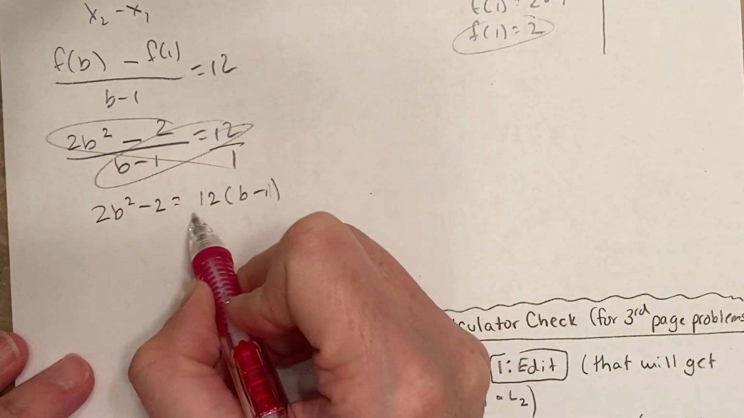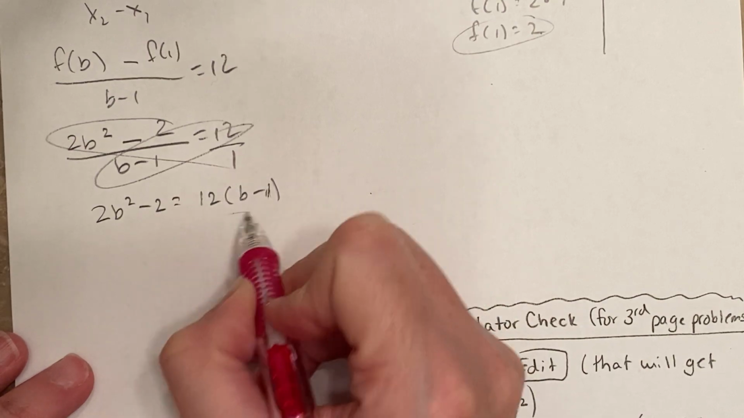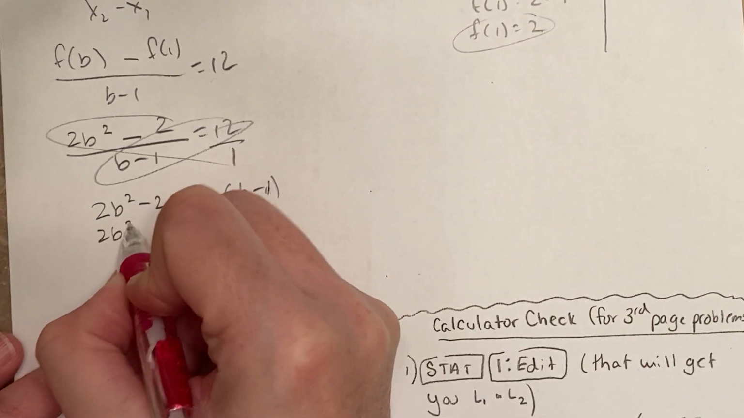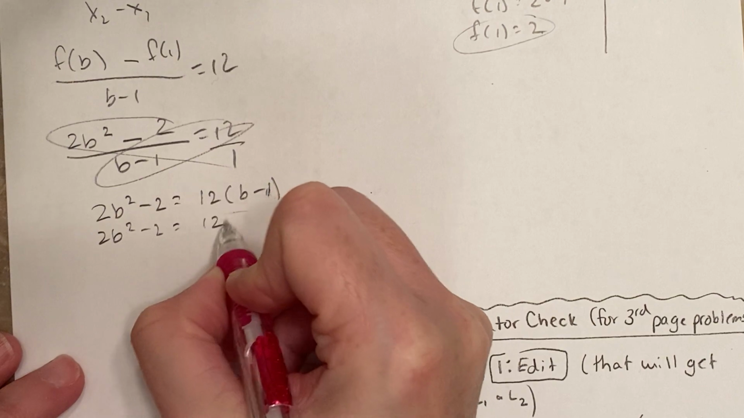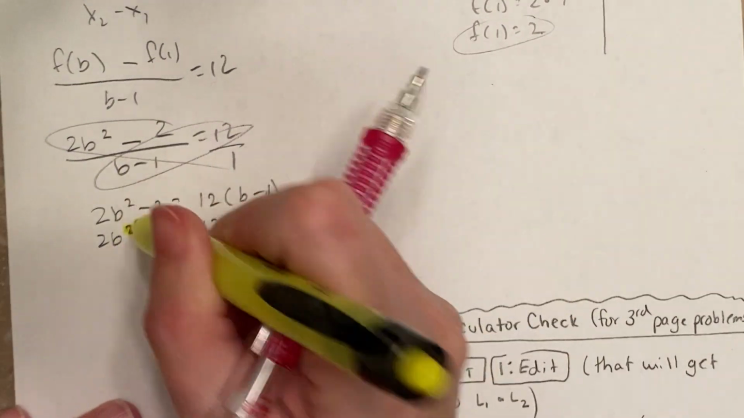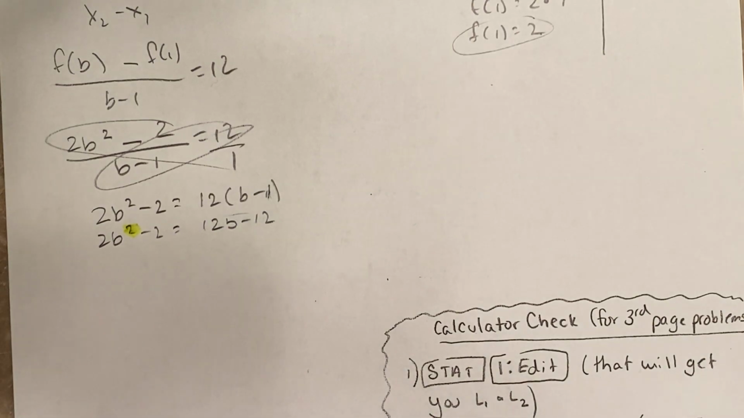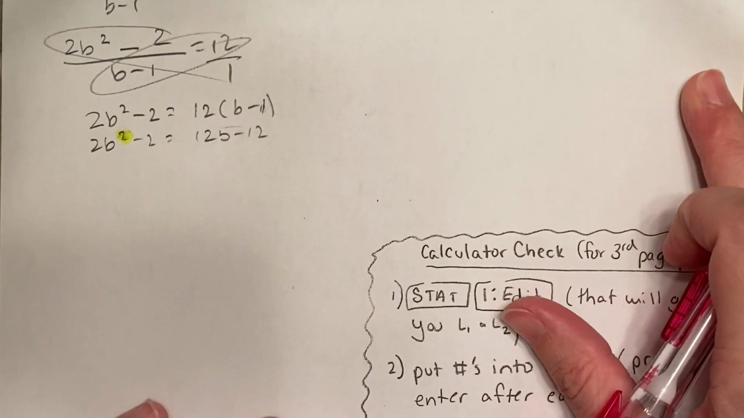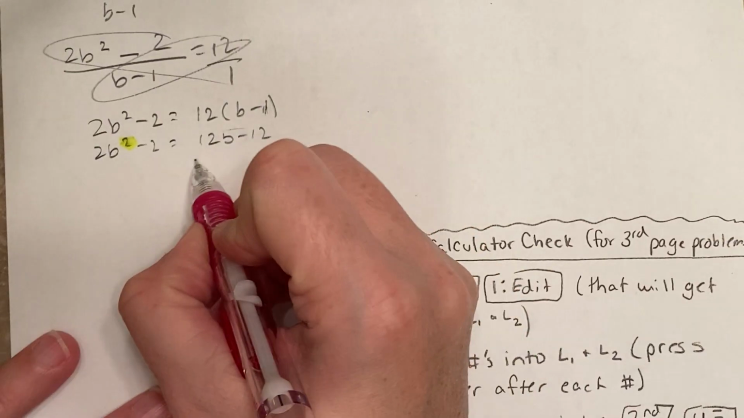Make sure to show me this line of work. I always want to see work when you multiply by a binomial. 2b squared minus 2 equals 12b minus 12. So you should know by now, we've done this a ton. If you see squared, you know it's a quadratic. You know you're getting it equal to 0. You know you're doing your t-chart and factoring and all that fun stuff that you love to do.